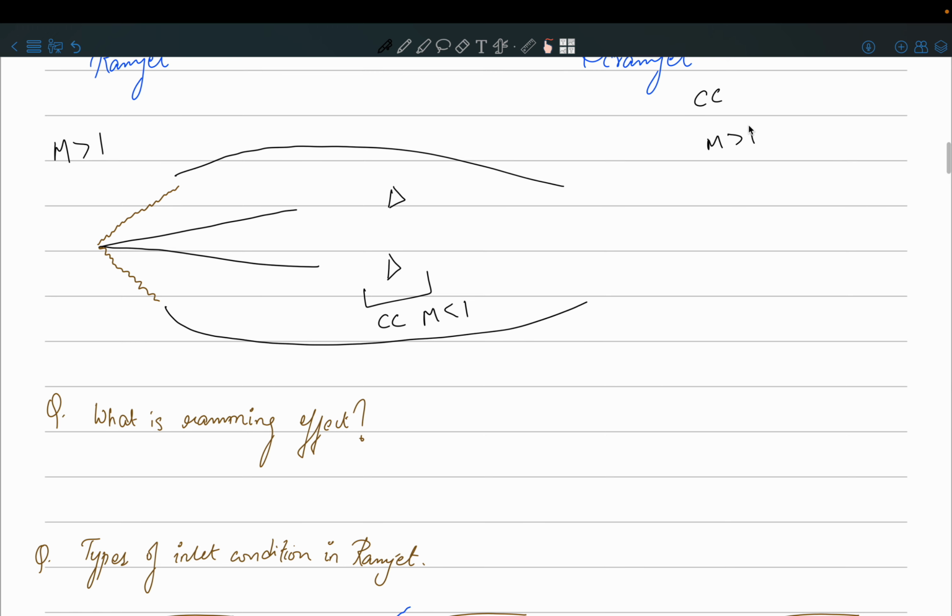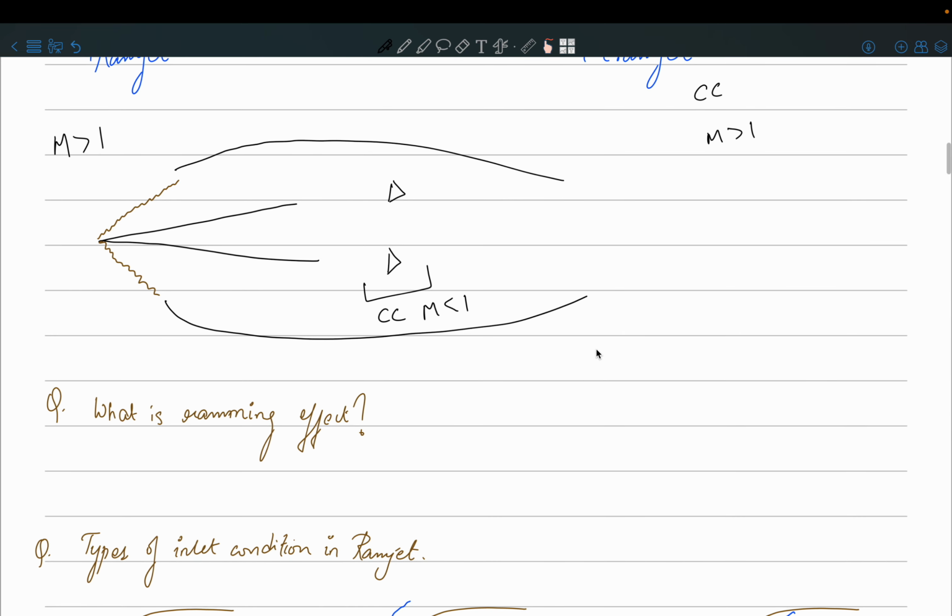And which is why a scramjet is much more difficult to design, and testing of a scramjet is also very difficult because flame cannot be stabilized at such high speeds. So this is still an open research topic, right?